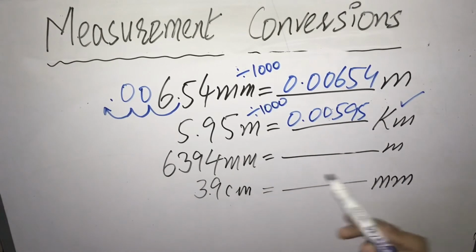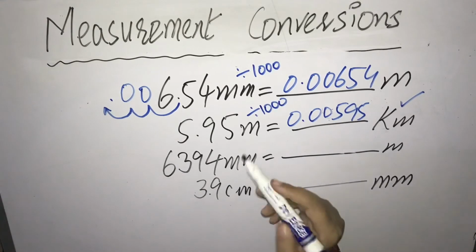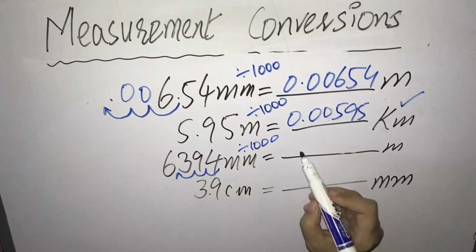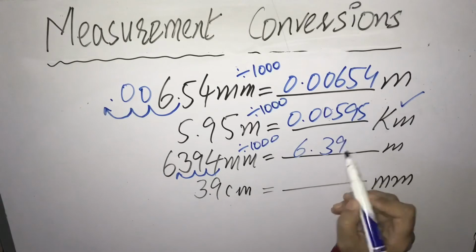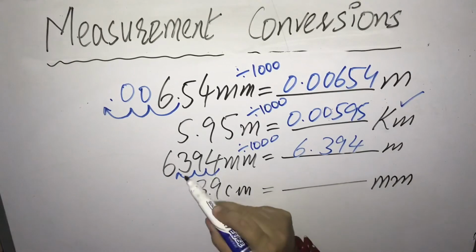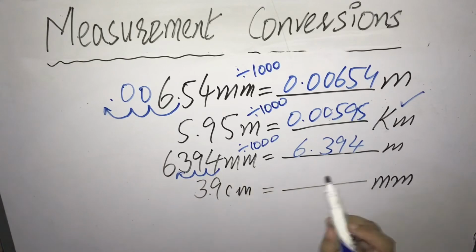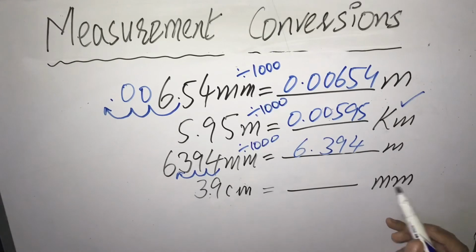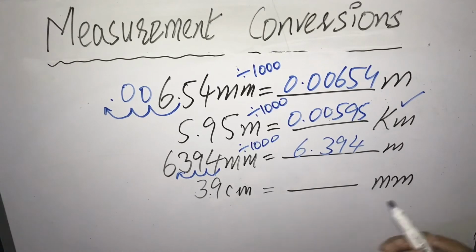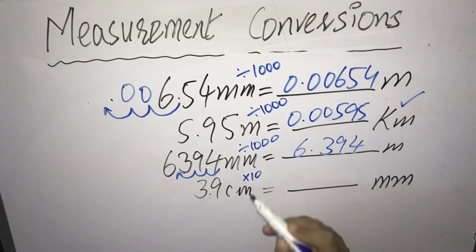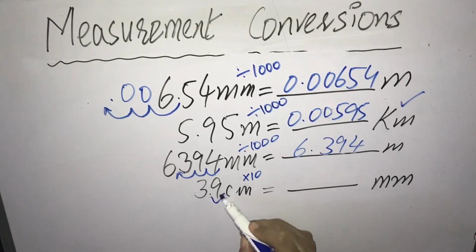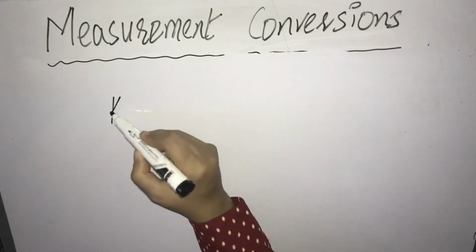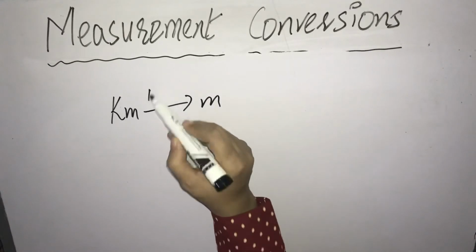6394 millimeter to meter. Meter to millimeter relation is 1000. Again you are going to a bigger unit. So you will go 3 units towards the left side. Your answer will be 6.394. Right now your decimal is here. It will go 3 places back. So it will be 6.394. 3.9 centimeter to millimeter. The relationship between millimeter and centimeter is of 10. So when you are going towards the smaller unit, you have to multiply with 10. As it is one decimal place, the decimal will directly move one place towards the right side and your answer will be 39.